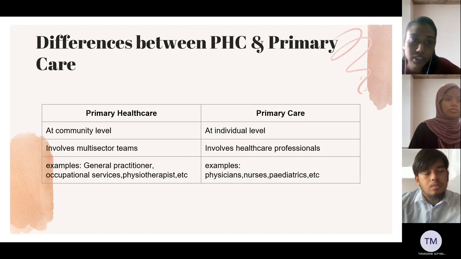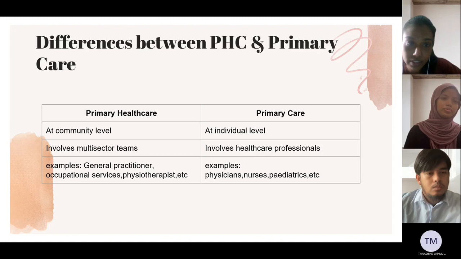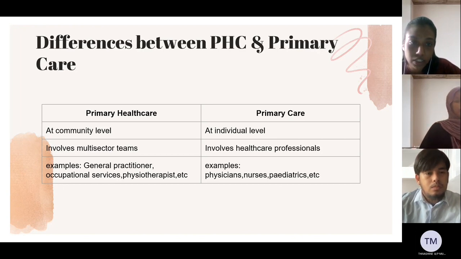So first, primary healthcare is actually at a community level, whereas primary care is at an individual level. Primary healthcare involves multi-sector teams, for example, general practitioners, occupational services, physiotherapists, or social workers. Whereas primary care involves healthcare professionals like physicians, nurses, and also pediatrics, etc.